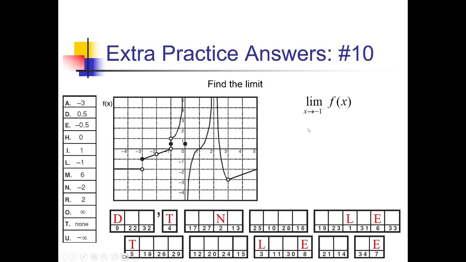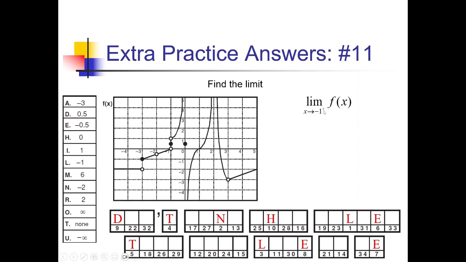Now for the left-sided limit at -1. We're at -1. As we come from the left side, we are approaching the y value 0 right here. That's right on the x-axis. So 0 is our left-sided limit. 0 corresponds with H over here in our answer columns. So that means 10 is going to be an H. And where is 10? Right here.